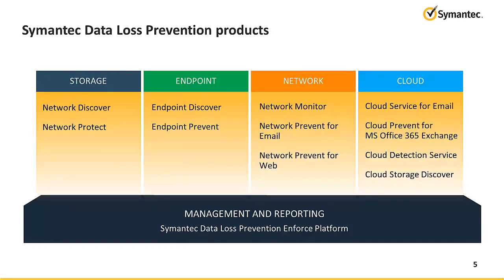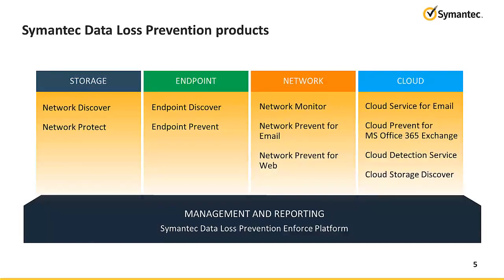Symantec DLP includes 3 network offerings. Network Monitor lets you passively monitor TCP traffic leaving your network. Network Prevent for email integrates with one or more SMTP-compliant MTAs to monitor and block outbound emails. Network Prevent for web integrates with supported web proxies to monitor and block outbound web transmissions.